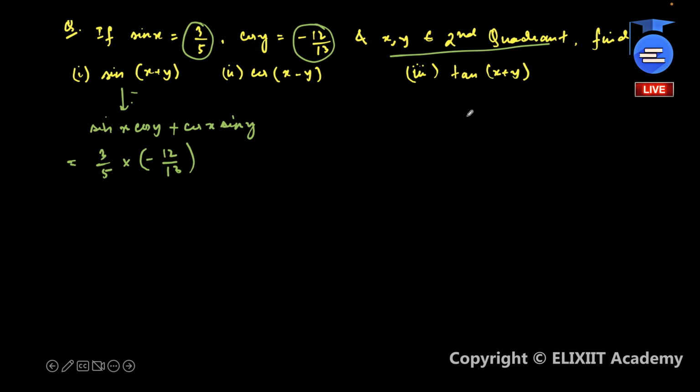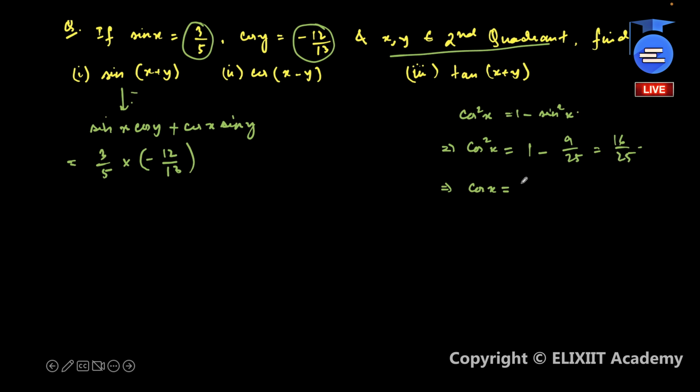So we need to find cos x. We can get cos x from this relation: cos square x is 1 minus sin square x. From the fundamental identity, we know sin square x plus cos square x is 1. Now simply replace the value. Cos square x is 1 minus sin square x, where sin x is 3 upon 5. Sin square x will be 3 upon 5 whole square, which is 9 upon 25. So 1 minus 9 upon 25 is 16 upon 25, so cos square x is 16 upon 25.